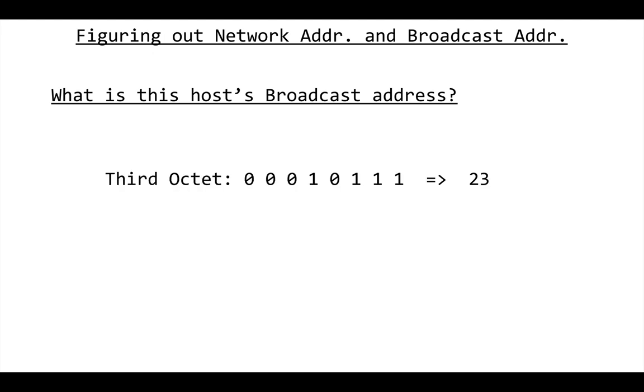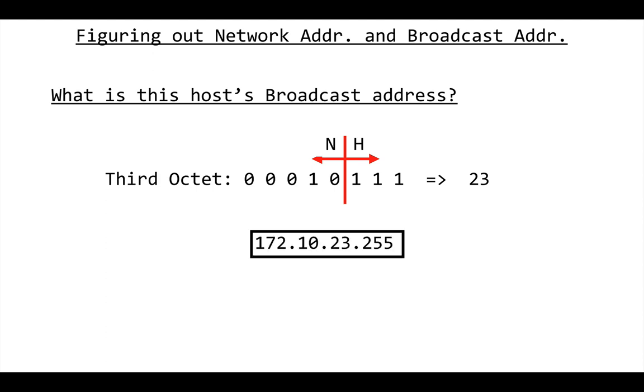So again, working with the third octet, we had a division point where the red line is shown. The network portion 0001 0 is as it was before. And the way we get the broadcast address is by setting all the host bits to 1. So in that third octet, we end up with 23. And of course, the fourth octet is the host portion, so that is all going to be 1s. So when we do that, 172.10.23.255 is going to be the broadcast address.